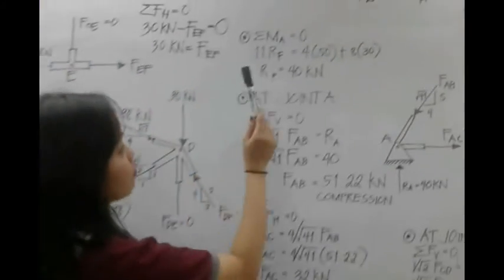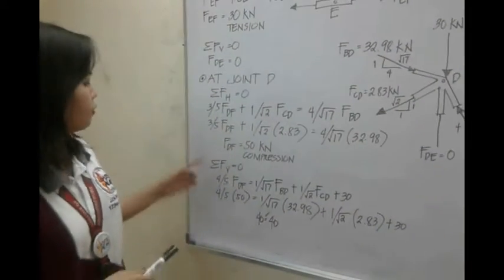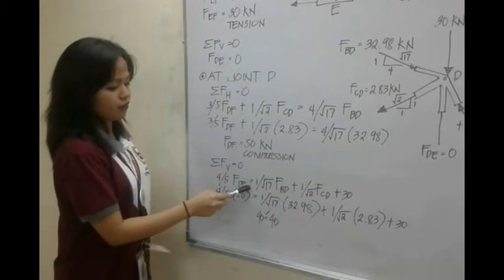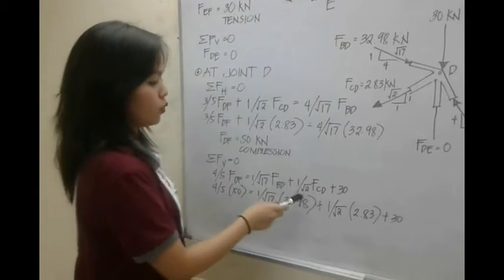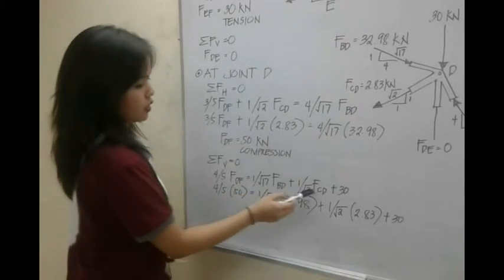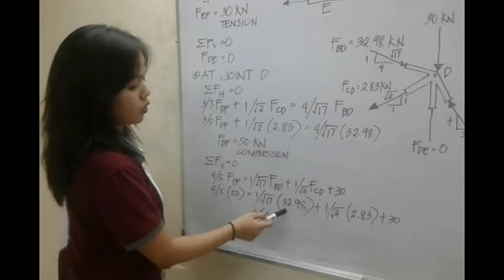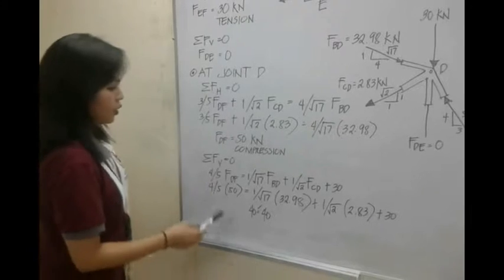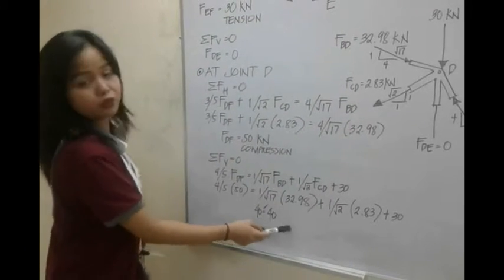So to check if the body is in static equilibrium, the total of all the forces should be equal to the force acting upon F. So, summation of vertical force is equal to 0. 4/5 FDF is equal to 1/17 FBD plus 1/square root of 2 FCD plus 30. So, since we got all these forces a while ago, FDF is equal to 50, FBD is equal to 32.98, and FCD is equal to 2.83. The total amount of force is 40 equals 40.